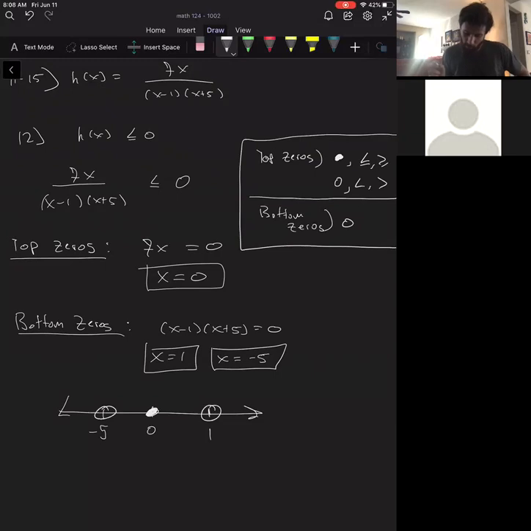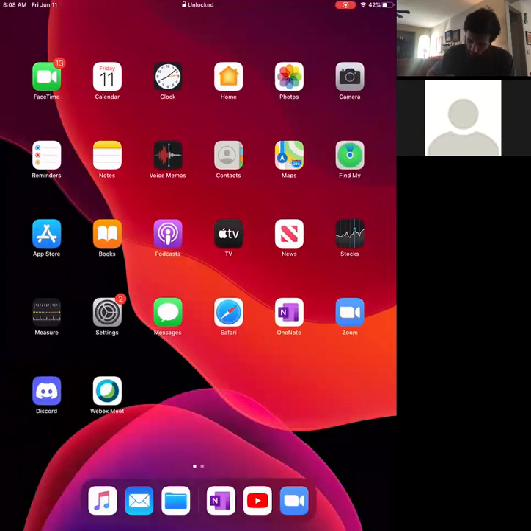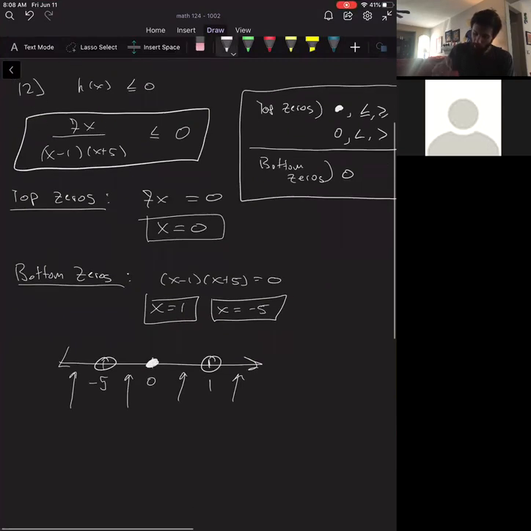Okay, so now we're trying to solve this inequality. When is 7x over x minus 1, x plus 5 less than or equal to 0? What we need to do now is pick a point here, here, here, and here, and plug it into this equation to see if it's a positive number or a negative number. So we could pick minus 10, minus 3, 1/2, and how about 5?